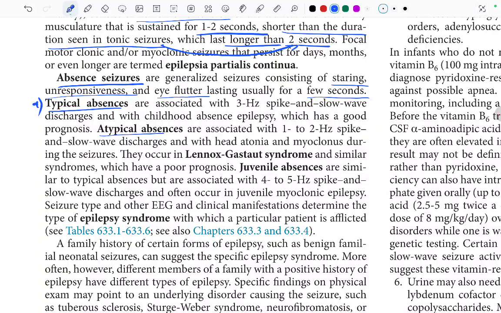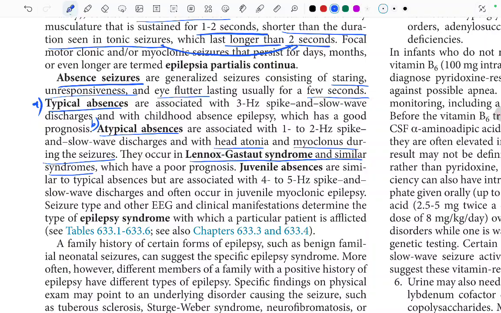Now there are also atypical absences, associated with 1 to 2 Hz spike and slow wave discharges, with head atonia and myoclonus during the seizures. In the atypical ones, there can be head atonia and myoclonus during the seizures. They occur in Lennox-Gastaut syndrome and similar syndromes which have a poor prognosis. These atypical absences occur in these conditions.